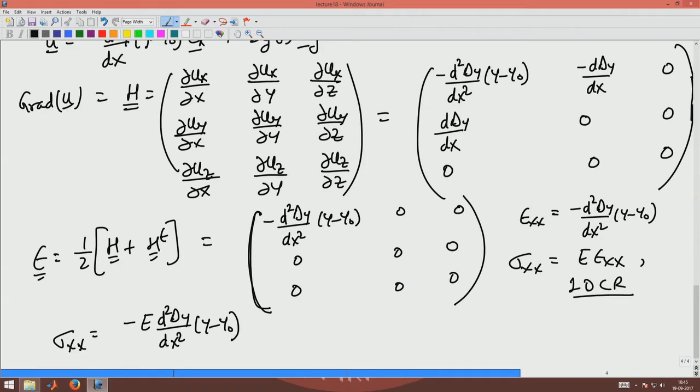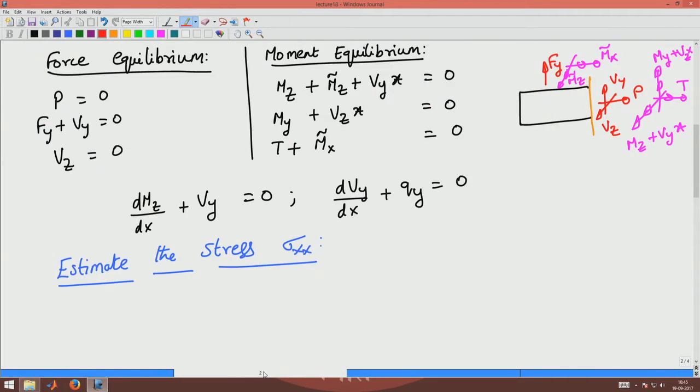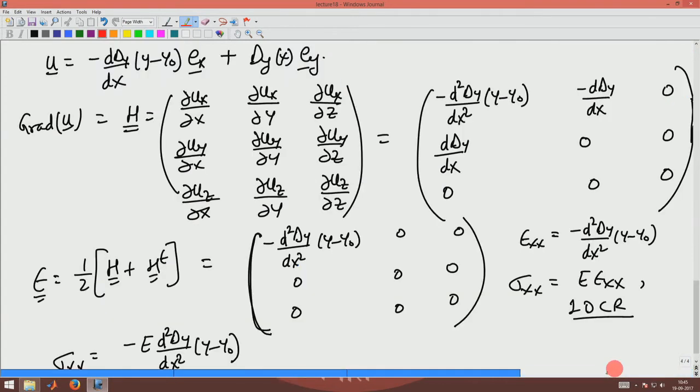Now, what we will do is go back and plug this expression for sigma xx into the equilibrium equations that we had. That is, we will plug sigma xx in this expression, in this expression, and in this expression, and then use these equilibrium equations, this and this, to find the variation of sigma xx, basically the unknown function. The unknown function here is d square delta by dx square. So, we want to estimate this, and we will see how to estimate it.